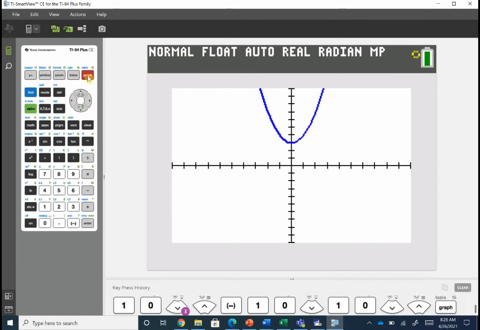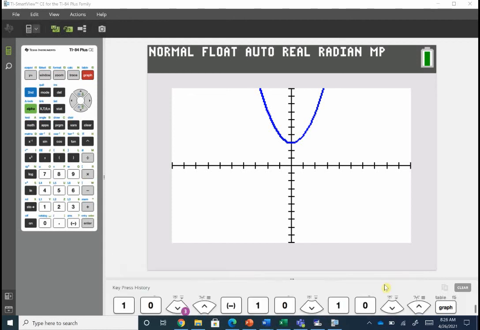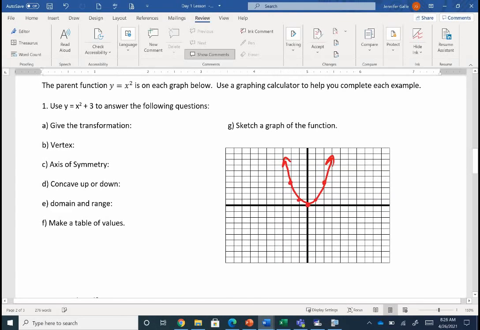All right, so what happened to our graph? Where'd it go? Wow. Yeah, it went up 3, right? Does that seem kind of familiar from our exponentials we did? When we added 3 on to the end of our exponential, it made our exponential graph go up 3 as well. So give the transformation as letter A, and we went up 3.